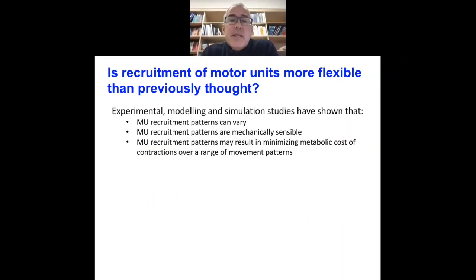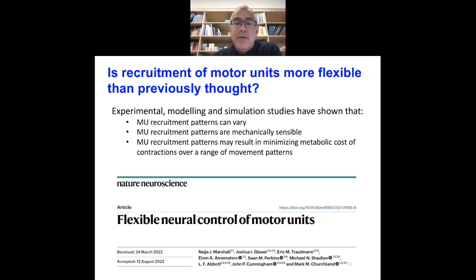So to try to tie all this up, a combination of experimental, modeling, and simulation studies have shown that motor unit recruitment patterns can vary. They're mechanically sensible, and they may result in minimizing the metabolic cost of contraction over a wide range of movement patterns. So we had these ideas coming from our experiments, and then there's a paper recently, for a totally different purpose, published in Nature Neuroscience in 2022, looking at macaque monkeys with recordings from both the cortical regions of the brain and EMG recordings.